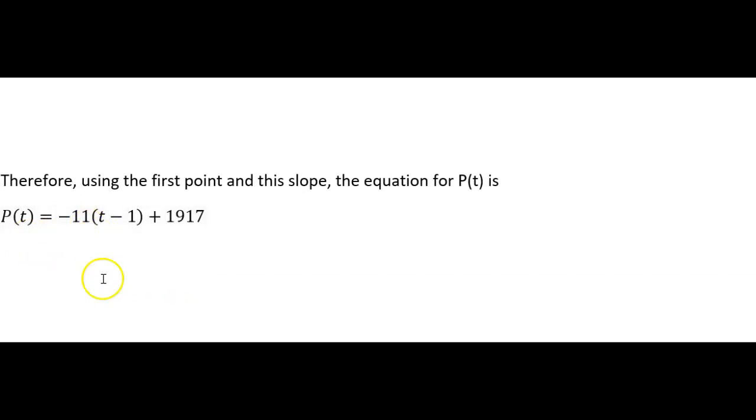The value is -11, our slope. Our input value was 1 when our output value was 1917. There's our equation, our linear equation for this problem.